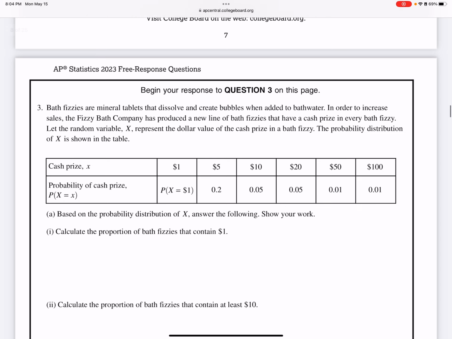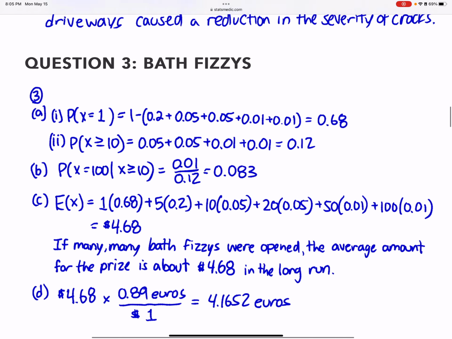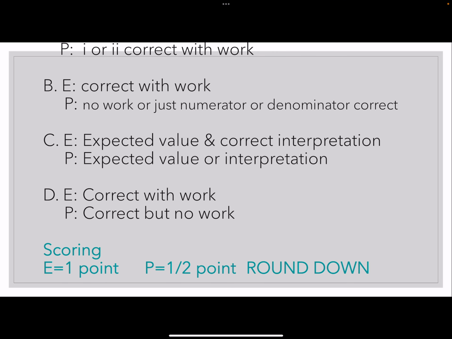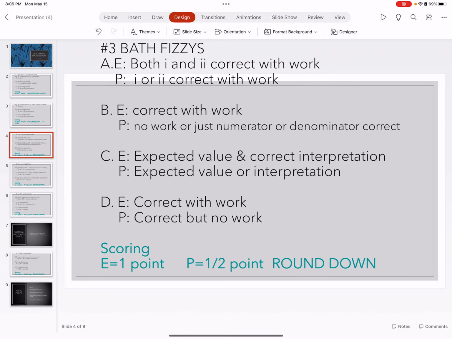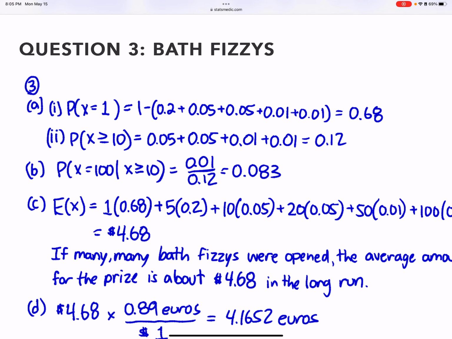So let me go ahead and show you the work. Okay, so for the first one you see is 0.68 and the second one is 0.12. You'll see the scoring on this one is a little bit different because we have 3 parts. Oh, you can't really see it from here. Let me show you how it goes in. Yeah. So it should see the bath fizzies. You can see it's not showing as well. I've got mine a little bit off here, but you can see both 1 and 2 are correct with work, and the P is 1 or 2 is correct with work, which is the probabilities of both of them.